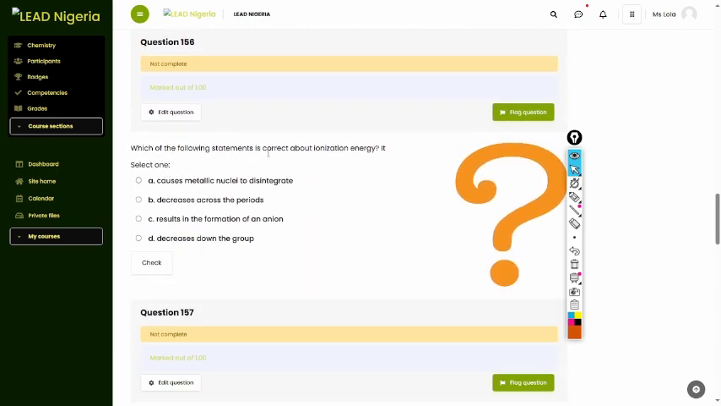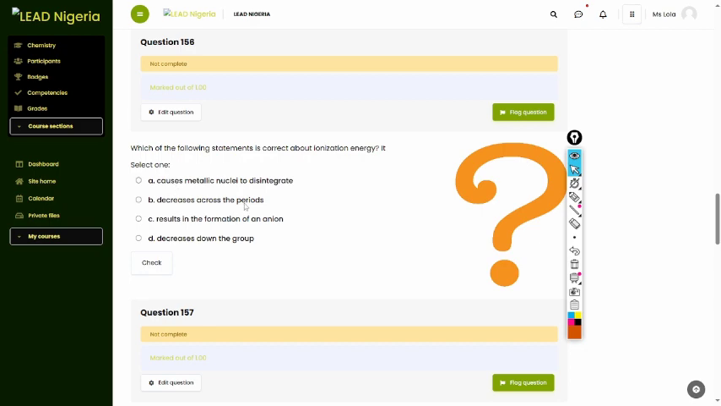Which of the following statements is correct about ionization energy? Okay, so it causes metallic nuclei to disintegrate. Okay, so ionization energy is the energy required to remove electrons from the outermost shell of an atom to form a positive ion. Okay, so let's see the options. We'll come back to A.